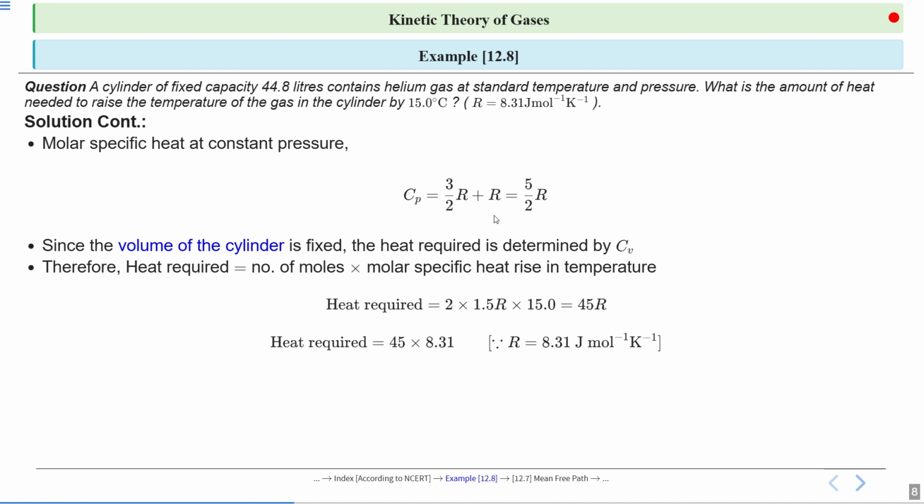Now we substitute the value of R into our equation. So heat required is equal to 45 into R, and the value of R is 8.31. So just multiply, and you will get the answer. This step involves multiplying the calculated value by the gas constant to find the heat in joules. So solving this, you will get heat required is equal to 374 joule. This is the amount of energy needed to raise the temperature of helium gas in the cylinder by 15 degrees Celsius.